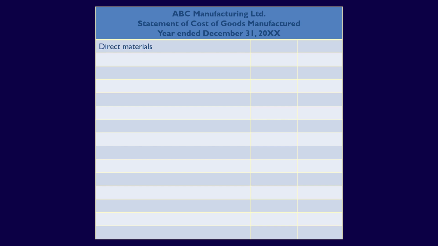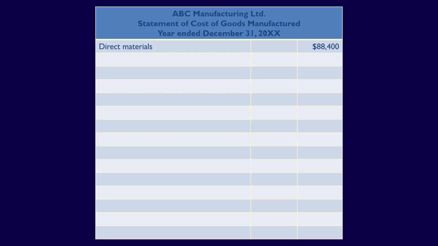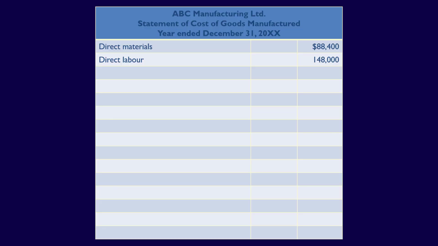We'll start with direct materials, which we calculated was $88,400. Again, these are the direct materials which were used in the production process during the period. And we're going to place it on the first line of the Statement of Cost of Goods Manufactured, $88,400. We then add direct labor, which we get from our listing, $148,000. This is one of the easiest costs to categorize since it's always listed as a standalone item called direct labor. Added into our statement, $148,000.